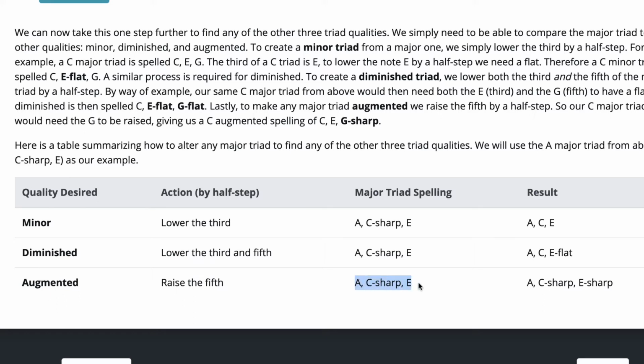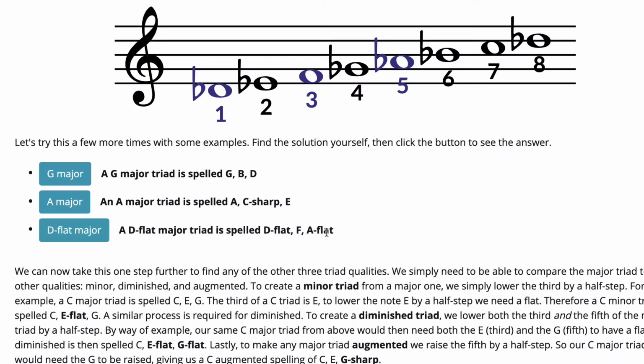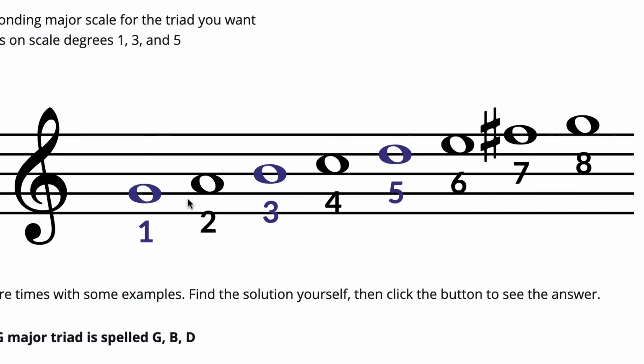So A, C sharp, E: A stays the same, C sharp stays the same, E gets raised to E sharp. Cool. So what if we had to make a G minor triad? We know that G major is G, B, D. So if we can hopefully remember how to get from major to minor, you just lower the third.